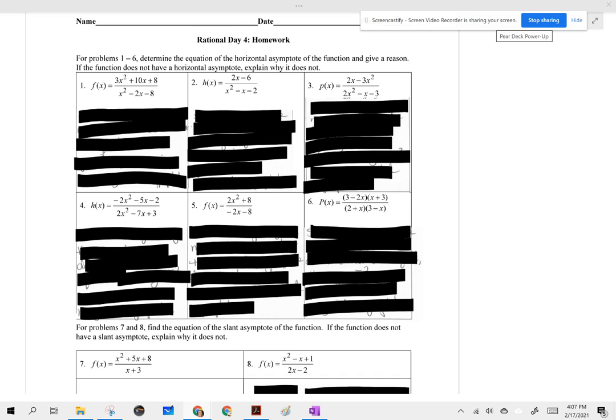Okay, so let's read the directions first. It says for problems 1 through 6, determine the equation of the horizontal asymptote for the function and give a reason. If the function does not have a horizontal asymptote, explain why it does not. So I would like you to be able to answer questions 1 through 6, and then we will go over those.